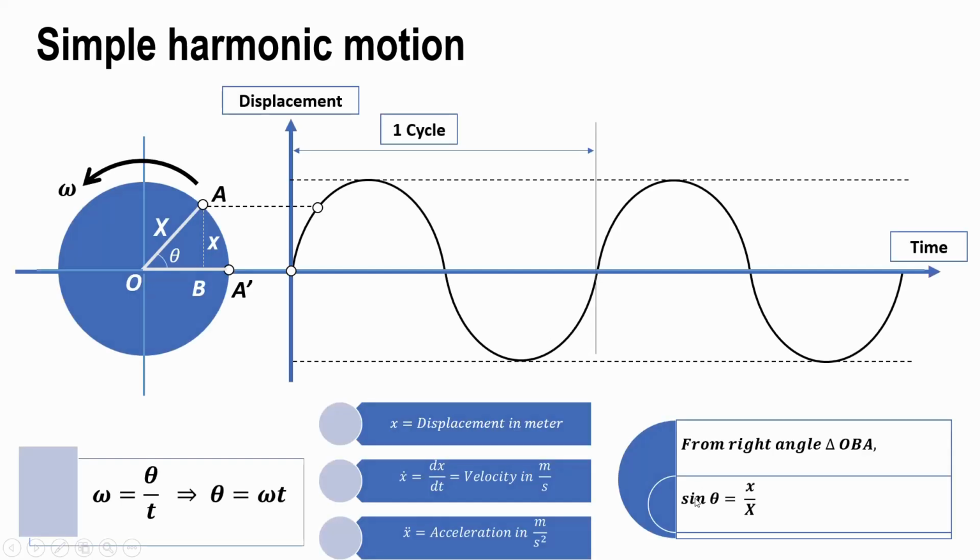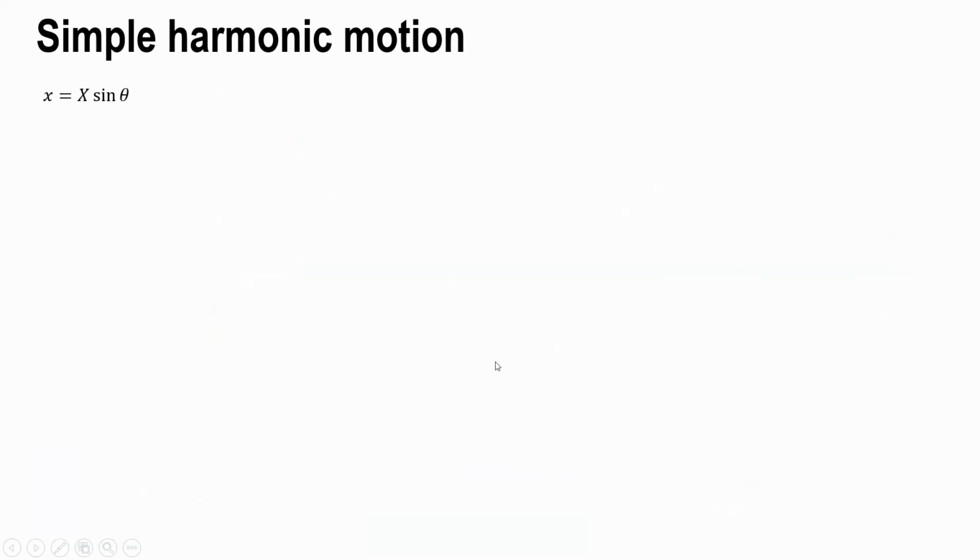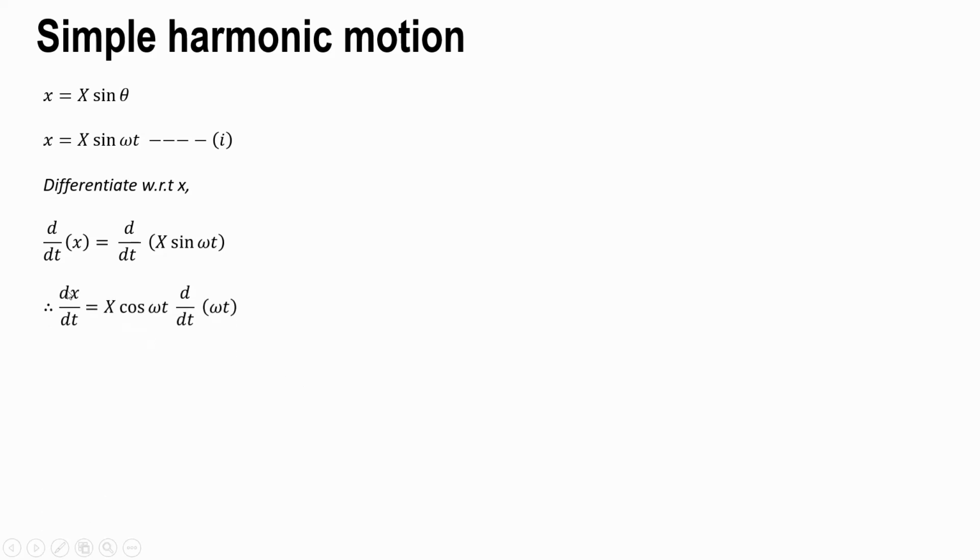Now x is equal to capital X sin theta, from the previous equation which we have already seen. So in place of theta, we can substitute omega t. Differentiate with respect to t. So dx by dt will be equal to the derivative of X sin omega t. So X as it is, the derivative of sine is cos, and again by chain rule the derivative of omega t. The derivative of the sine term is cos, but instead of t we have omega t.